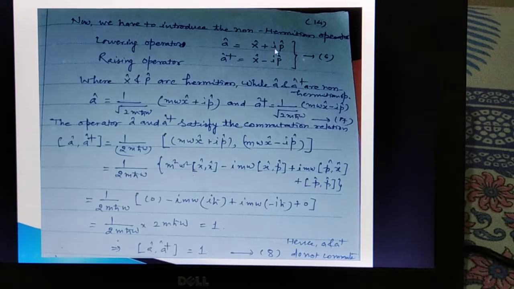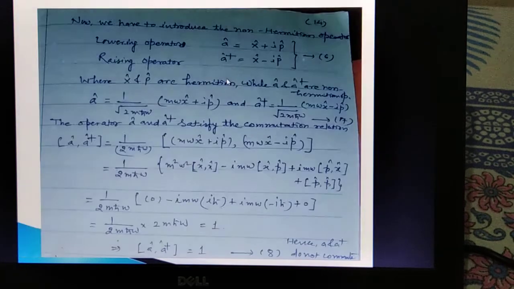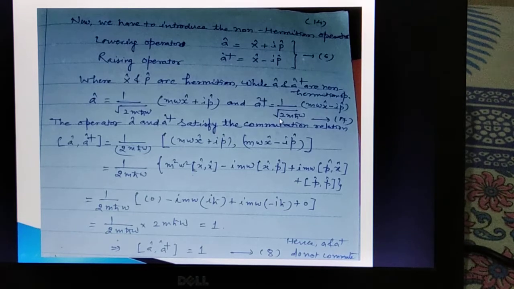And if you put the value of capital X and capital P from equation number 3, then you have A equal to 1 over square root of 2 m h cross omega (m omega x plus iP), and A dagger equal to 1 over square root of 2 m h cross omega (m omega x minus iP).